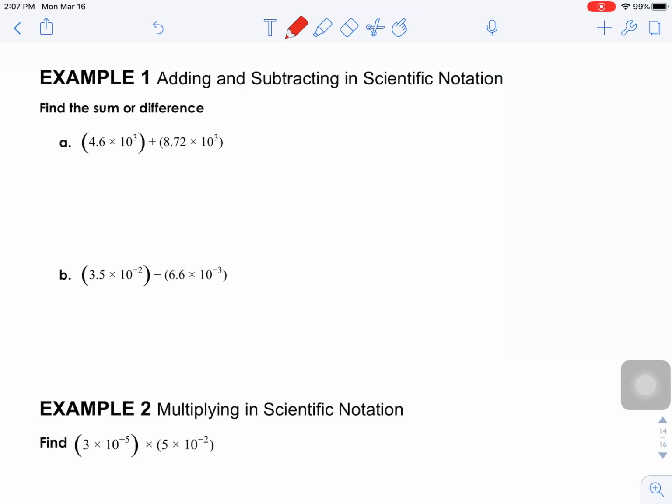So for our first example, we have 4.6 times 10 to the third plus 8.72 times 10 to the third. This problem is nice because we can see right now that both of our powers are times 10 to the third. So since that's the case, we can just add those two coefficients. So 4.6 plus 8.72, and it's going to stay times 10 to the third power. If we add 4.6 and 8.72, we end up getting 13.32, and again, times 10 to the third.